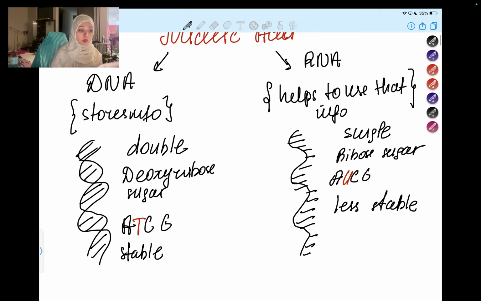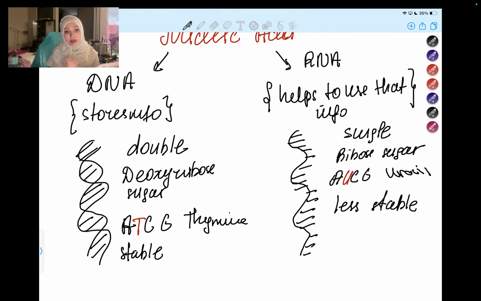So the difference between DNA and RNA is that the DNA, as you can see from the picture, is double-stranded and RNA is single-stranded. DNA has deoxyribose sugar and RNA has ribose sugar. The main difference in genetic code is that DNA has thymine. This T you can see actually stands for thymine. And the RNA has uracil, but all the rest, like adenine, cytosine, guanine, are all the same.